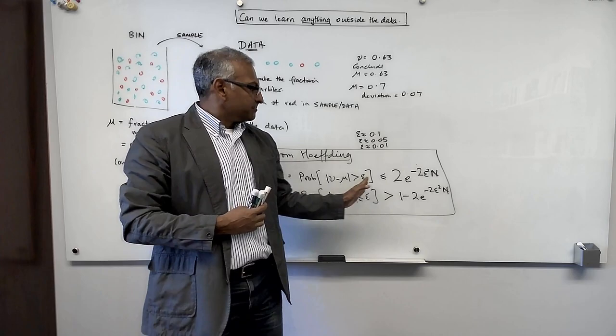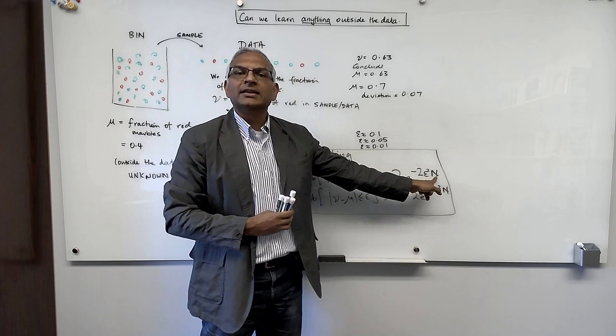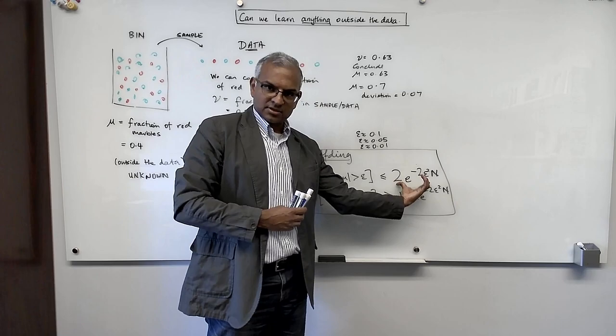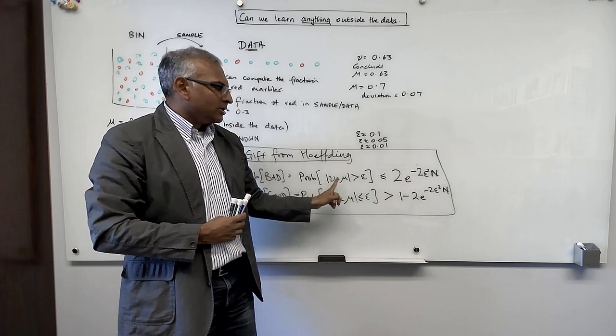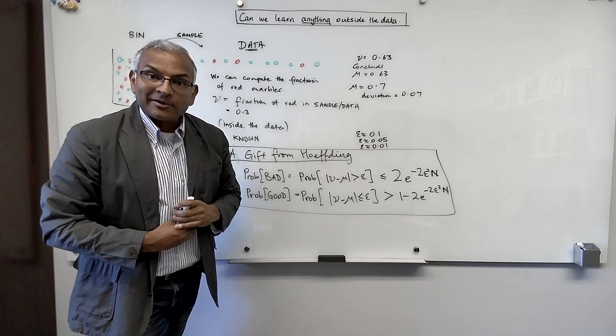And I can see what size n I need in order to make this small enough so that I'm comfortable. So in other words, the probability of a bad thing happening is small. And then I can go and pick the sample of that particular size n, given my epsilon that I chose. And then I look at nu and I claim that mu is equal to that. And with very high probability, I will be correct. Correct modulo this epsilon deviation.